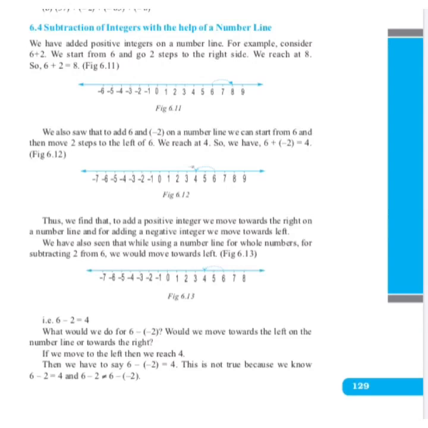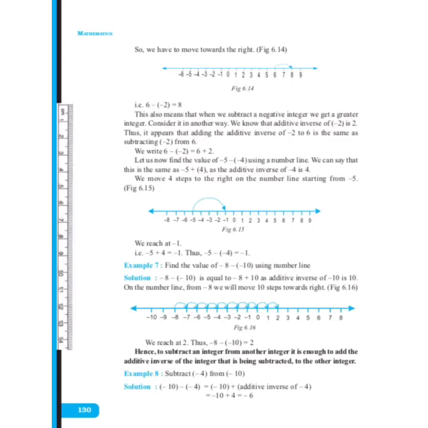But we have 6 minus 2, which is equals to 4? No, it is not equals to 4. Children, here you can see that we have 2 minus signs. If we move towards left, we get 4, which is a wrong answer. Okay. Then what we will do?